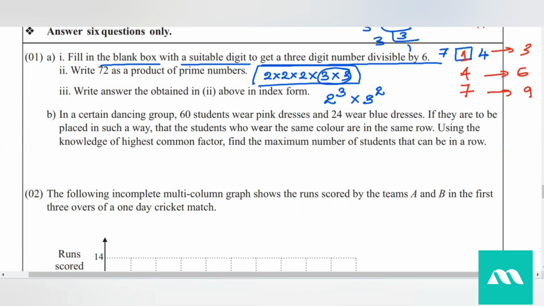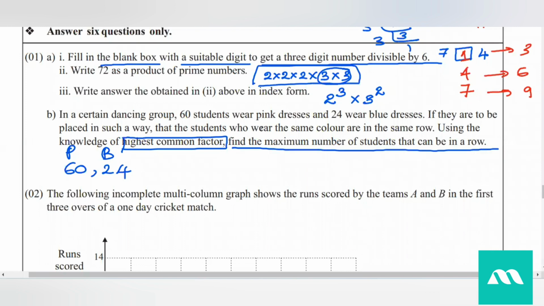Then in a certain dancing group, 60 students wear pink dresses and 24 wear blue dresses. 60, 24. Pink, blue. If they are to be placed in such a way that the students who wear the same color are in the same row, using the knowledge of highest common factor, that means HCF, find the maximum number of students that can be in a row. That means you have to identify what is the highest common factor of 60 and 24.